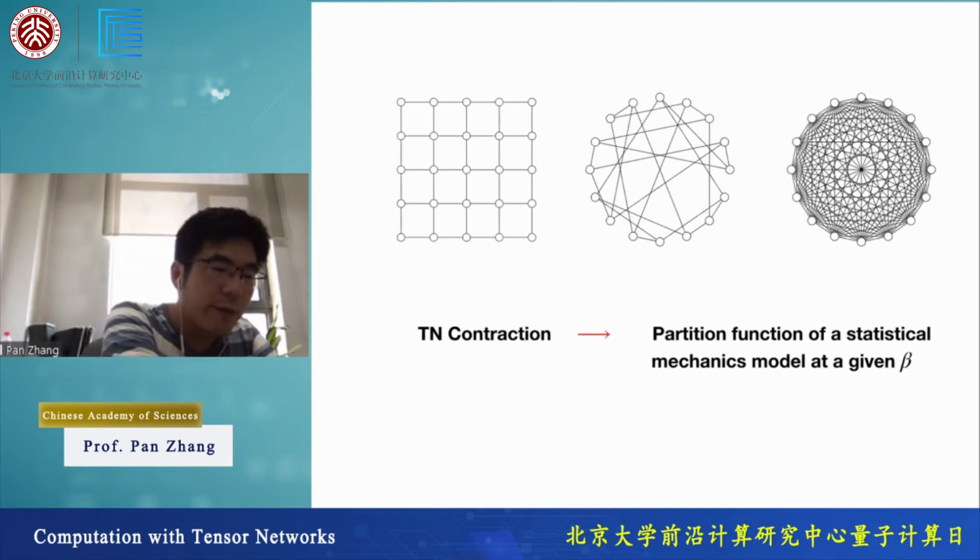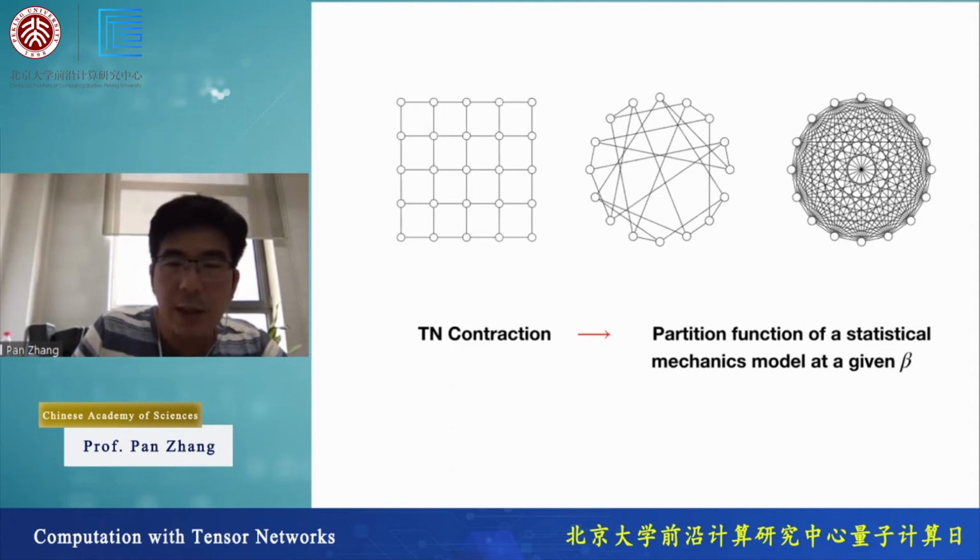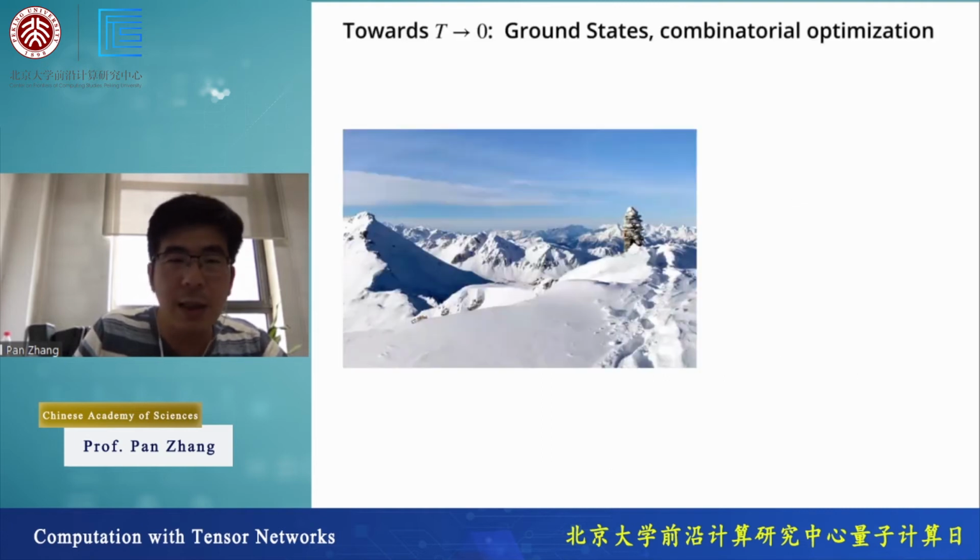However, you will see that the computation would be an exponential algorithm if we really want an exact algorithm. If we do not want the exact algorithm, or if the system is large enough, we may prefer to do some approximations. Another thing is, can we do this computation in the beta goes to infinity limit, that is, the T goes to 0 limit? Because in that case, we would be interested in ground states or the optimal solutions for combinatorial optimization problems.